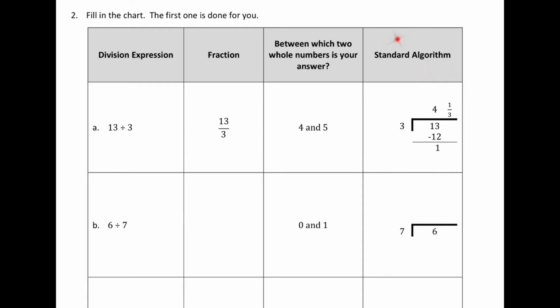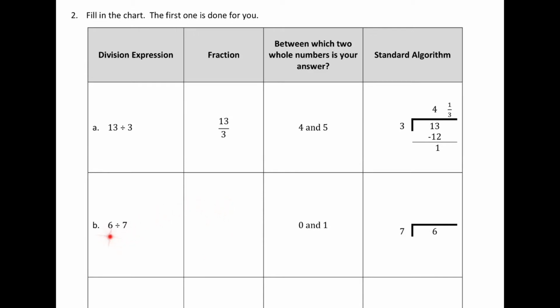We're going to jump here, standard algorithm, and this is going to be your last step. Between which two whole numbers is your answer? And I'll explain that further as we delve into B, okay? And I'll refer to A as well. Alright, so first step, B. 6 divided by 7. So it's asking us to put that in fraction form.